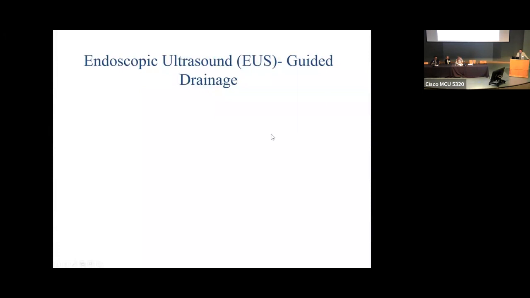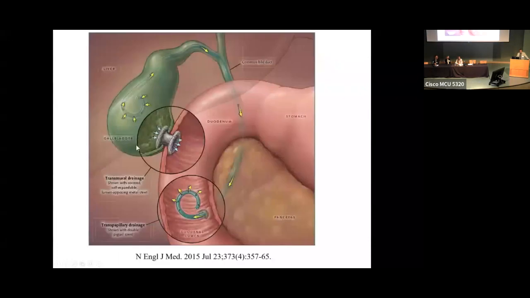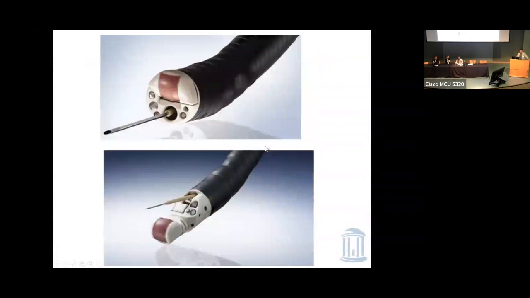EUS guided drainage, again, is really something that's taking off quite a bit. Just to refamiliarize yourself, we go through the lateral wall, the duodenum usually. If we're going to go through the duodenum, others have gone through the stomach. I prefer to almost exclusively go through the duodenum for a variety of reasons that we can talk about later.